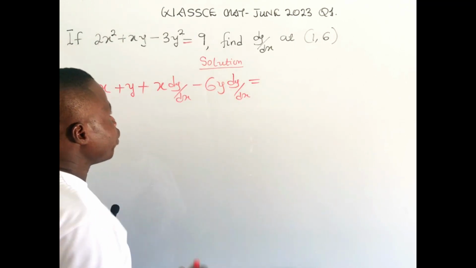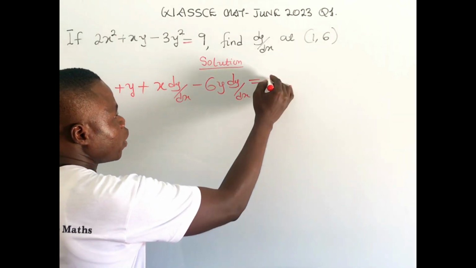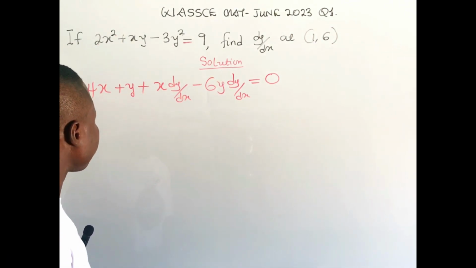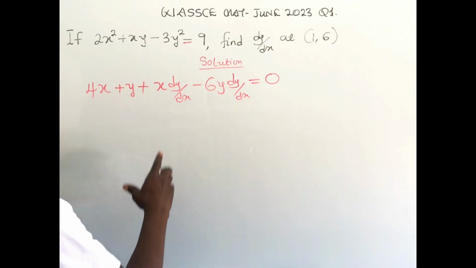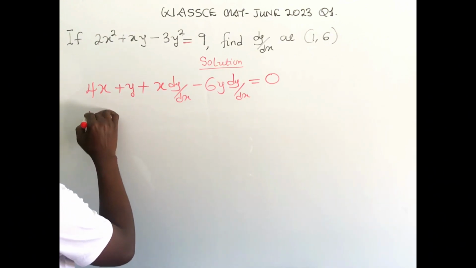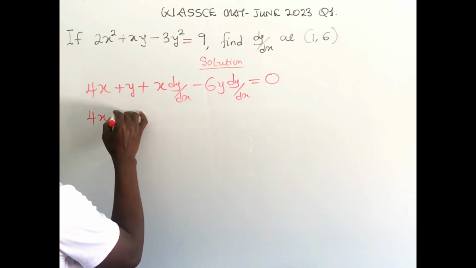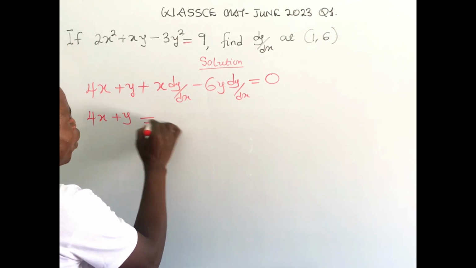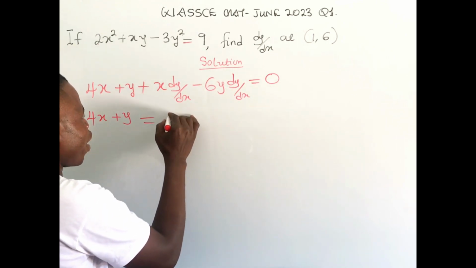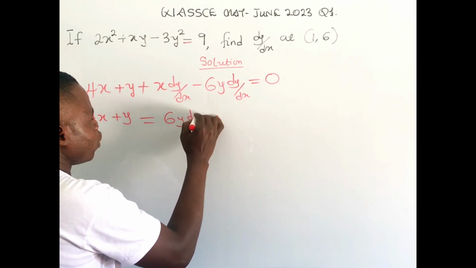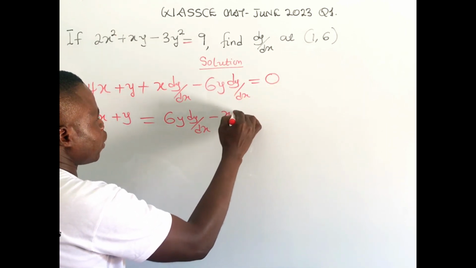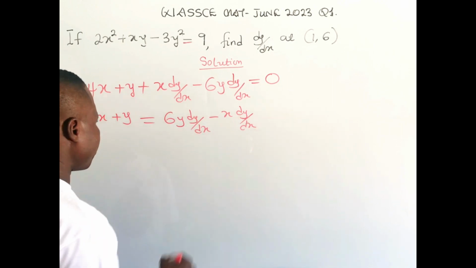This is equal to differential of 9 is 0. This means that differential of a constant is 0. We have already talked about the rules of those things. Now, we are going to make dy dx the subject. So what I'll do now is I will maintain 4x plus y here. Then this will be equal to, if I send negative 6y dy dx to this side, I mean the right hand side, I'll have positive 6y dy dx. Sending this one to that side will give me minus x dy dx.